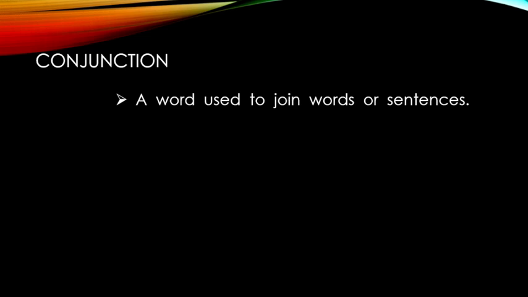Conjunction is a word used to join words or sentences. Simply we can say it is a junction between two simple words. It helps to link ideas. If we have many ideas but we don't know how to link those words, at that time conjunction plays a major role to link those ideas and make a complex sentence in a simpler way.